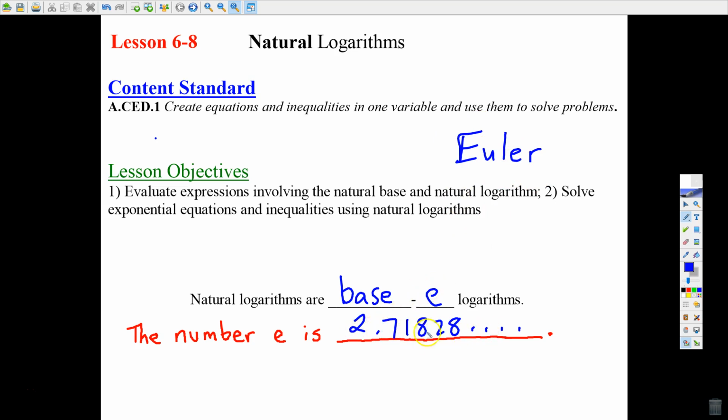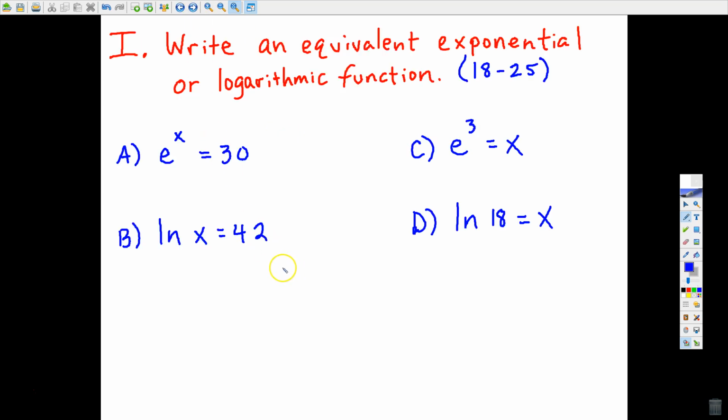And we use E to represent interest that compounds continuously, anything that grows in what we call a continuous way. Or maybe it's something that decays continuously. Continuous growth or decay is always modeled by the number E. And I'm sure you'll see that in future math classes and science classes.